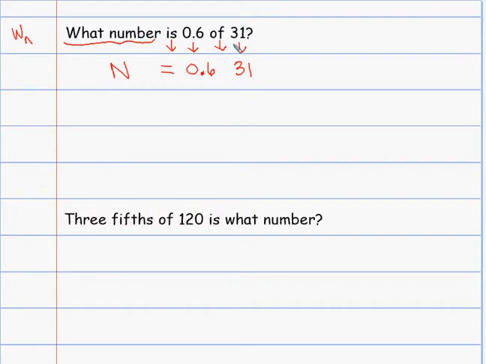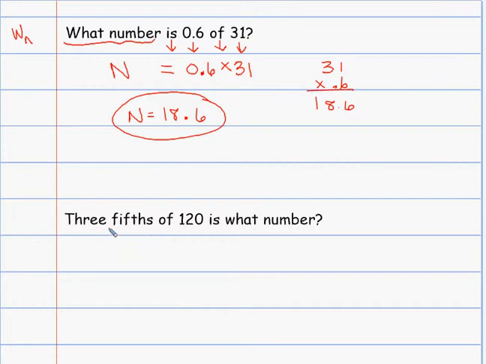Of, we talked about that too. Of means multiply. So I didn't put a whole lot of thought into this yet. I just remembered that is and of means equal and times. And now I have an equation that I can solve. So to get n, I just multiply 6/10 times 31. So we'll go over here and work this out. We get 18 and 6/10, so n has to equal 18.6. Okay, not too difficult, right?